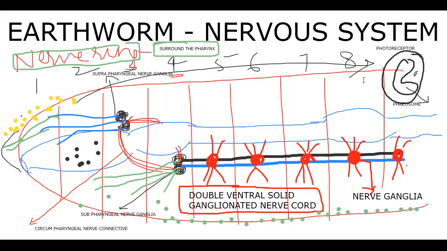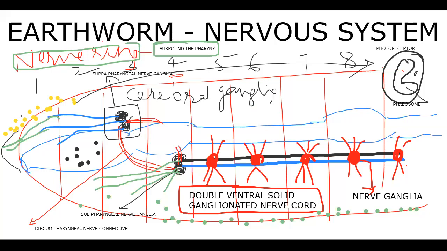But at least there is a ganglia above the pharynx. We named it the suprapharyngeal nerve ganglia, or we can call it the cerebral ganglia, or you may call it the brain. If that particular ganglia is considered, it can be called a brain even. So that's it about the nervous system of the earthworm.